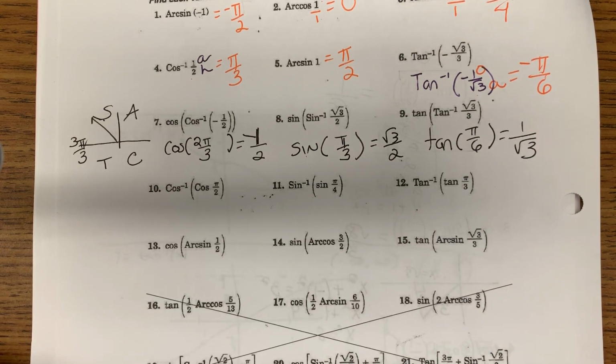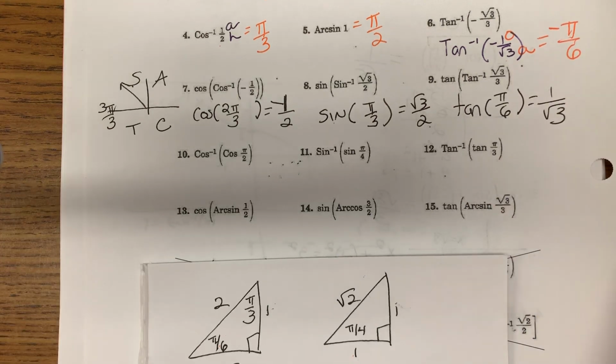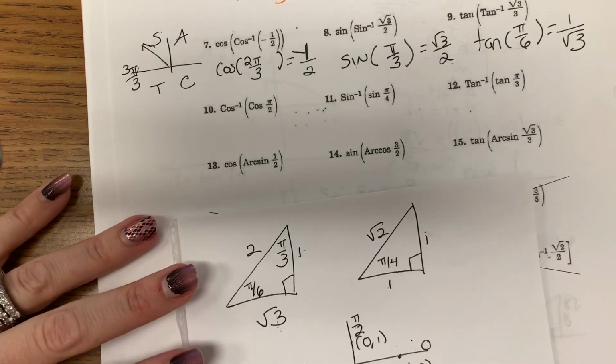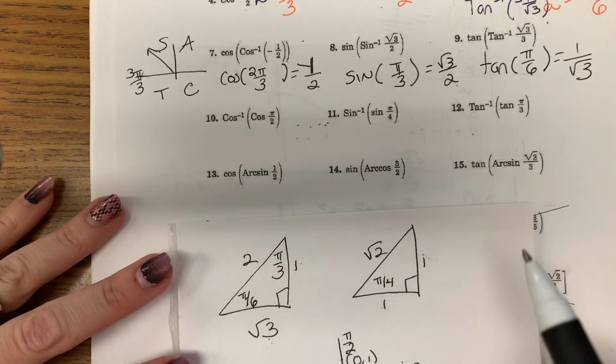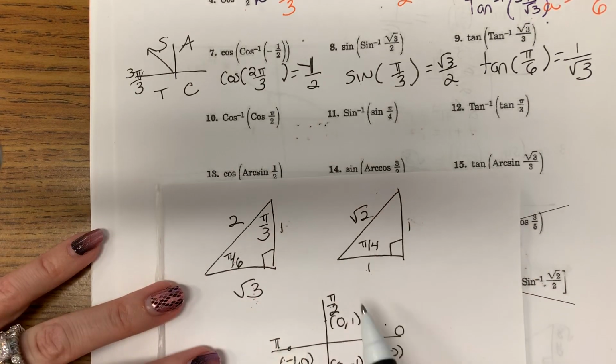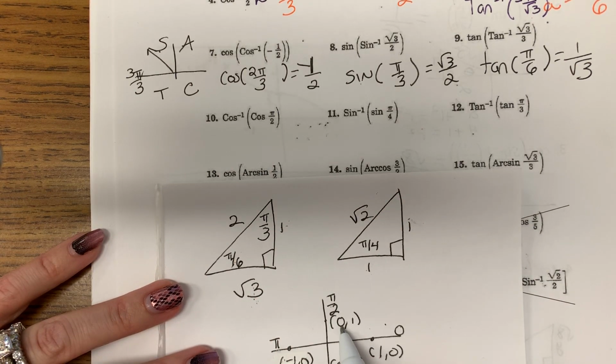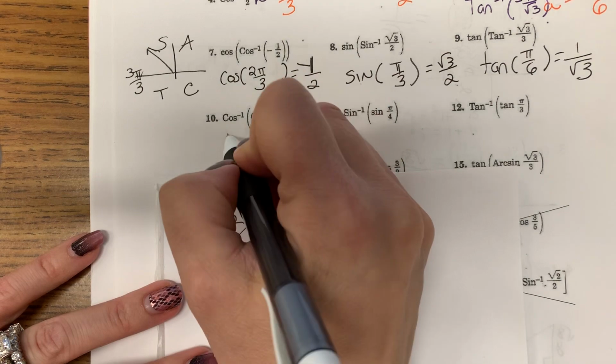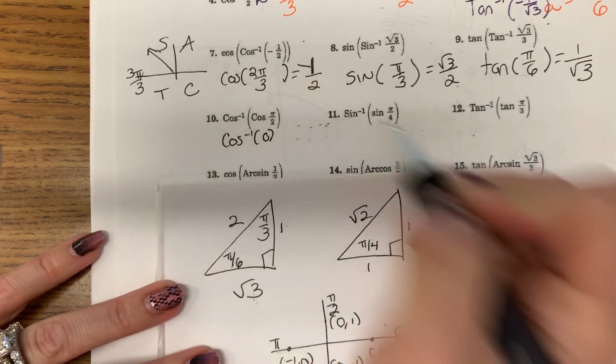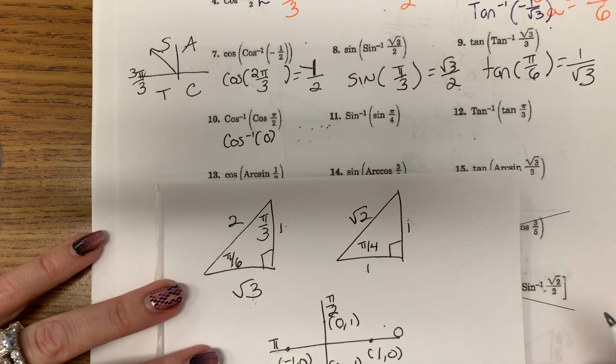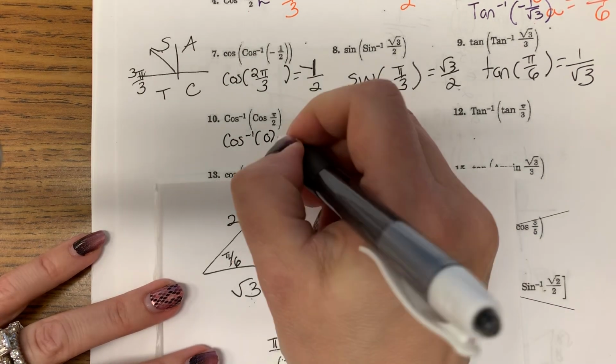Okay, last, oh no, we got 6 more. Okay, here we go. Cosine inverse of cosine pi over 2. Okay, cosine of pi over 2 is this x coordinate up here at 0. So then it's saying what angle gives me a cosine value of 0? Pi over 2.